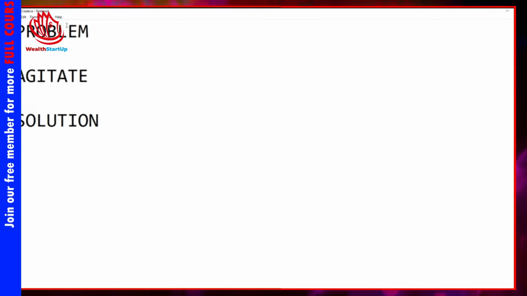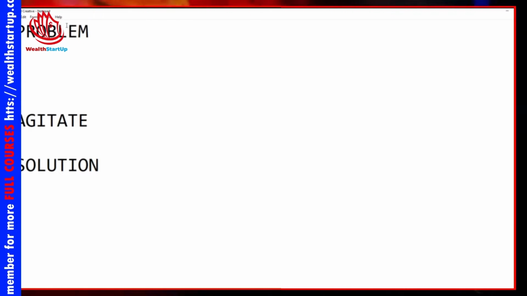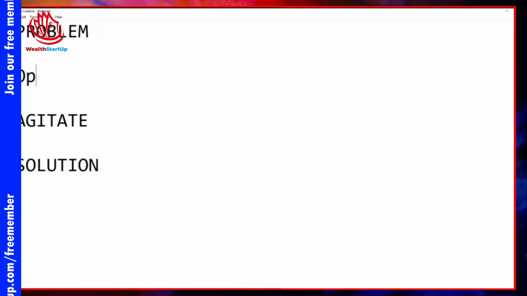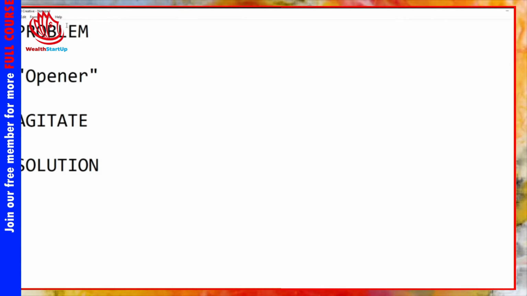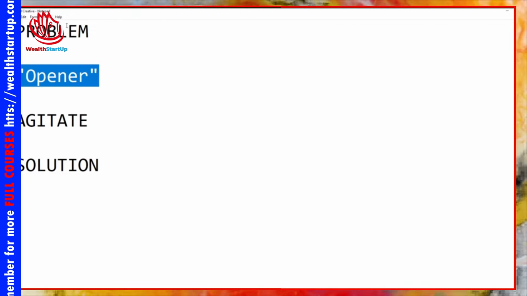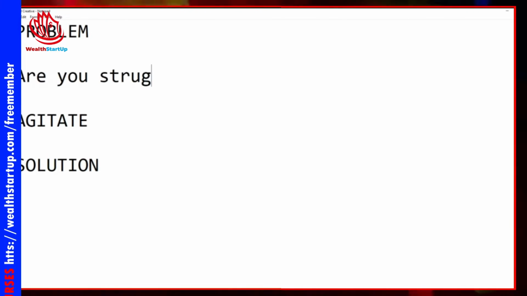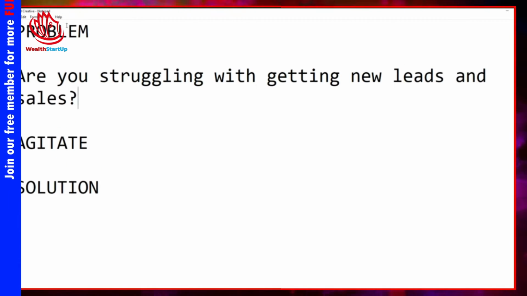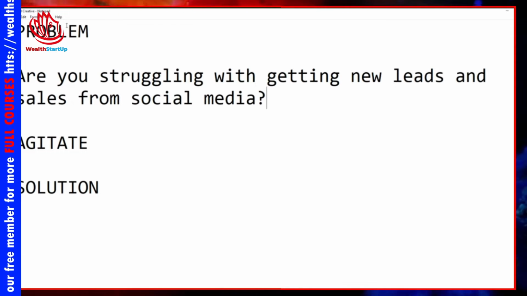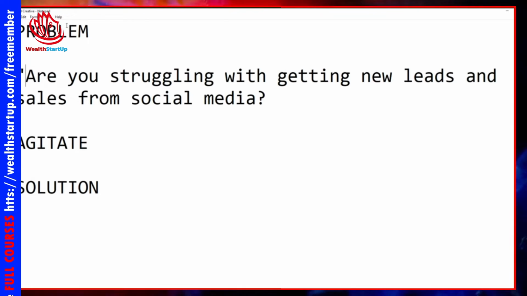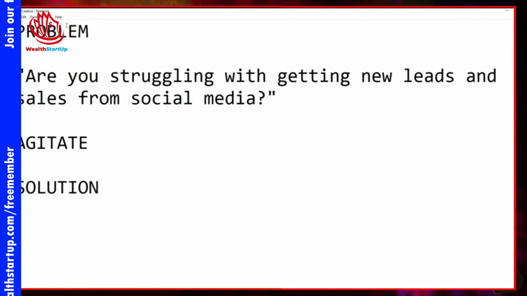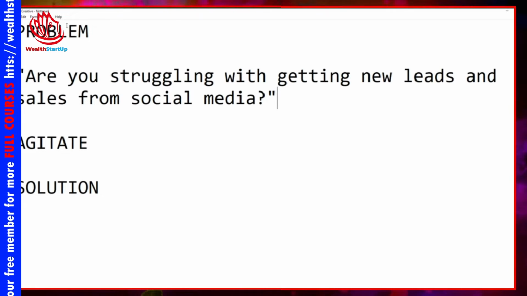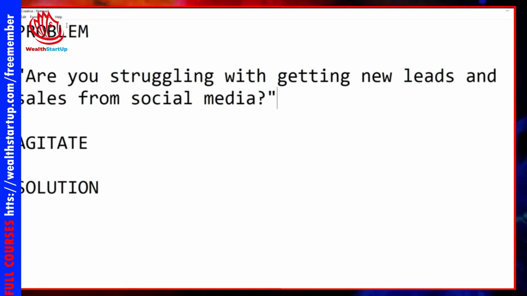We'll talk about a problem. Now, here's a heads up and a warning as well. This is a mistake that a lot of people make. They normally like to open up with a question, and you might be thinking, hey, what's wrong with that? People might open up with something along the lines of, are you struggling with getting new leads and sales from social media? You might be thinking right now, isn't this a very good opener? Isn't this what you typically see on a landing page or a sales page? And yes, there's nothing wrong with putting this on a sales page or a landing page, because they are called direct response copy.